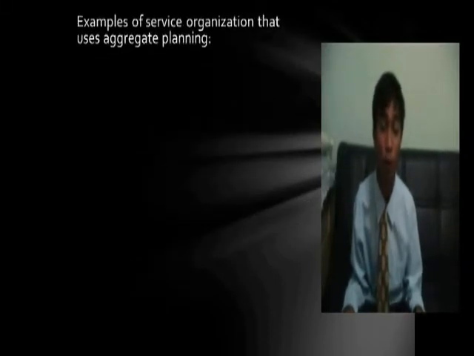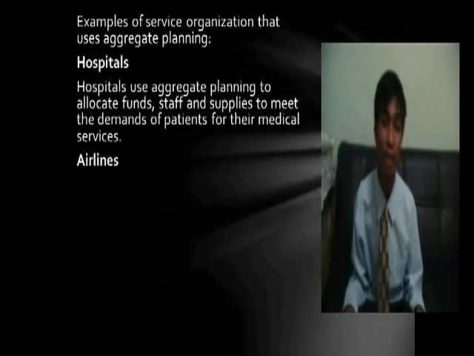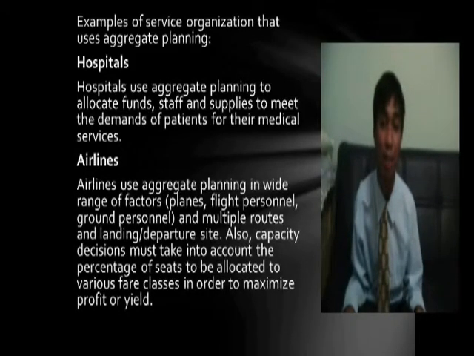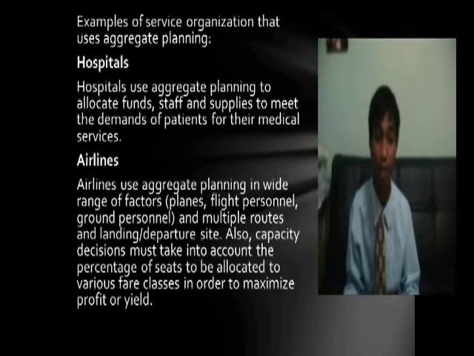Examples of service organizations that use aggregate planning are as follows. First, in a hospital. Hospitals use aggregate planning to allocate funds, staff, and supplies to meet the demands of patients for their medical services. Second, airlines.